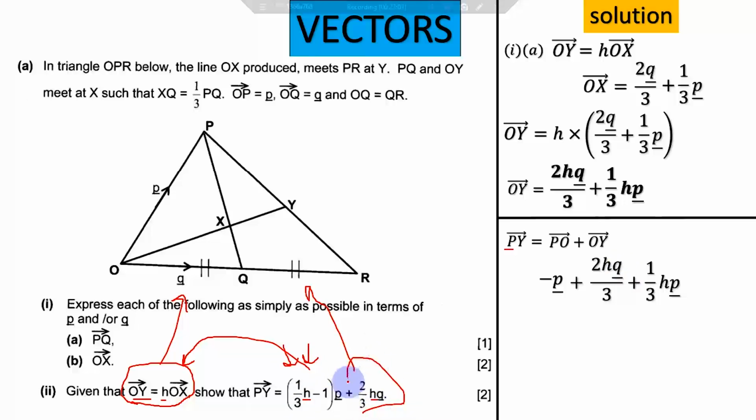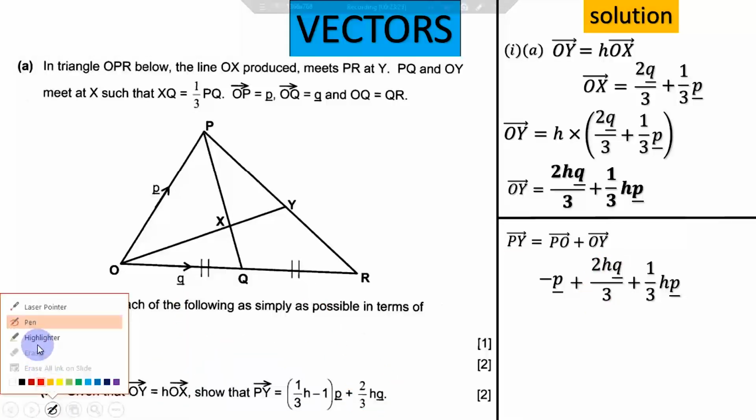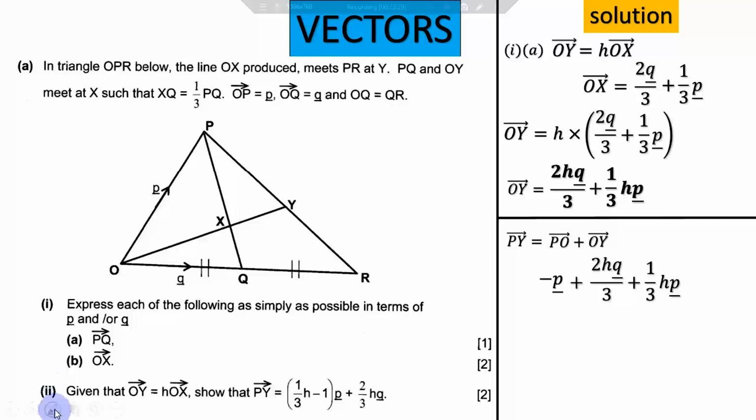There is this quantity that has not been touched: the positive 2 over 3HQ. This has not been touched. So this, we also need not to touch it, if we are to follow what is happening there. So let us start. This part here is not going to be touched.